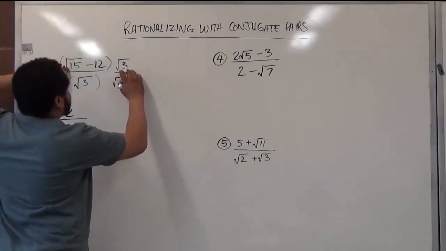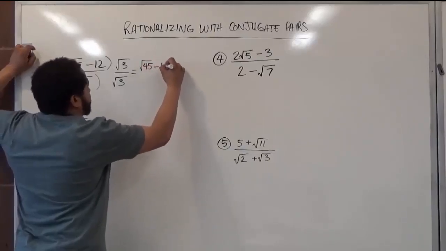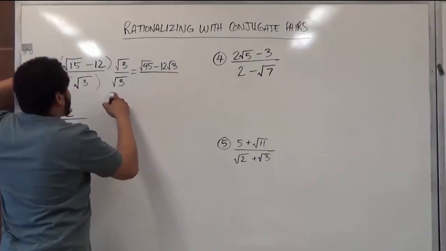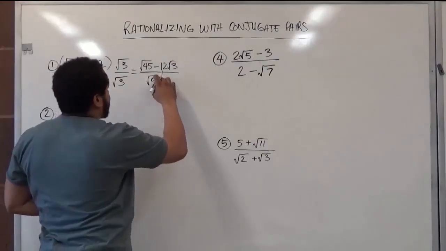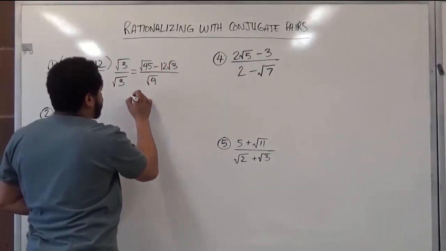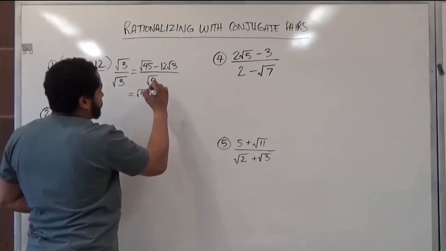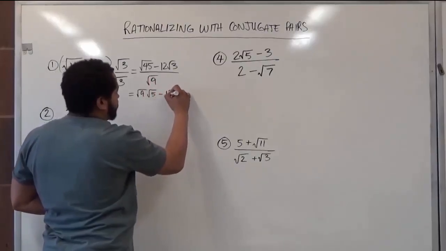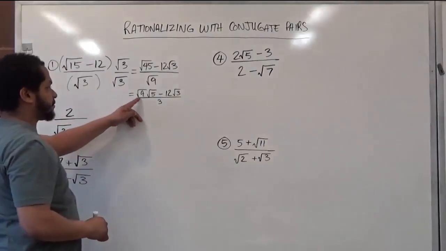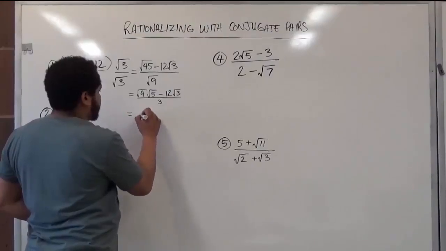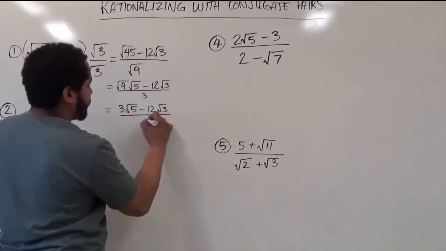So radical 3 times radical 15, we multiply the insides and we get radical 45 minus 12 radical 3's over radical 3 times radical 3 is radical 9. Now, here the square root of 9 is just 3. The square root of 45 can be broken down into two terms, right? So here we're going to have square root of 9, square root of 5. Then we have minus 12 radical 3's over 3. And this radical 9 becomes a 3, right? So we're going to end up with just 3 radical 5's minus 12 radical 3's over 3.